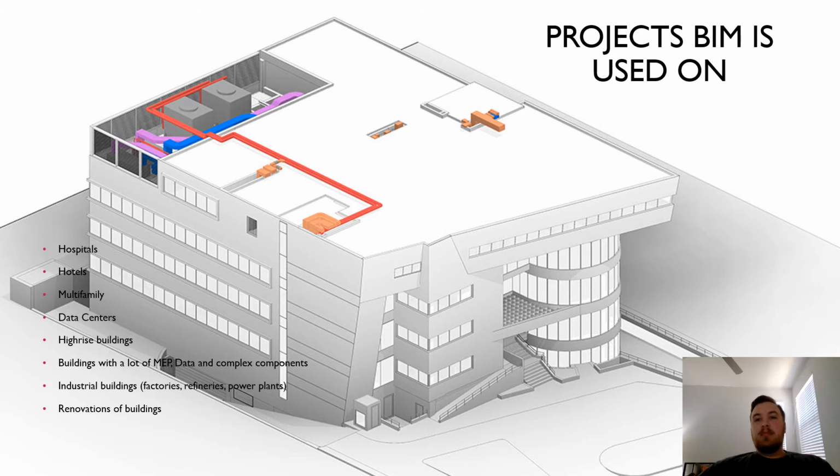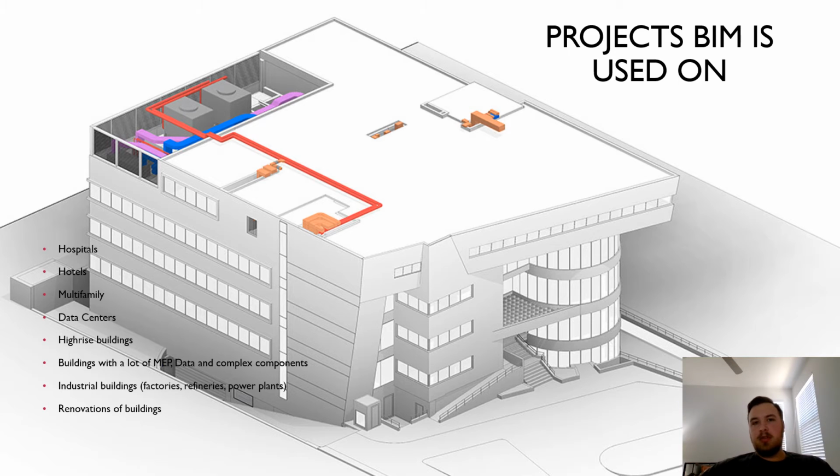So, projects BIM is used on. It's used on a wide variety, mainly general commercial, so vertical projects. We mainly see them on hospitals, hotels, multifamily buildings, data centers, high-rise buildings, buildings with a lot of MEP, data, and complex components, industrial buildings, so factories, power plants, nuclear power plants, refineries, and we're seeing them a lot on renovations of existing buildings, so old buildings that need new MEPs and new low voltage and all that.